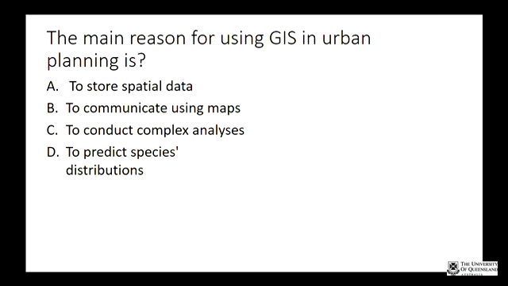So they will have 5 questions each day. The first question here is: the main reason for using GIS in urban planning is A, to store spatial data, B, to communicate using maps, C, to conduct complex analyses, or D, to predict species distributions. So just choose one. You should be able to choose A, B, C, or D.